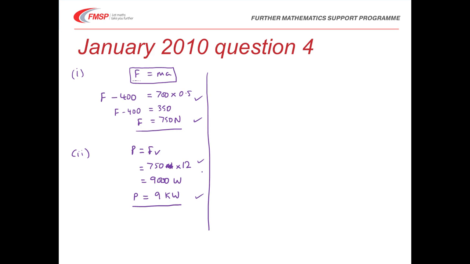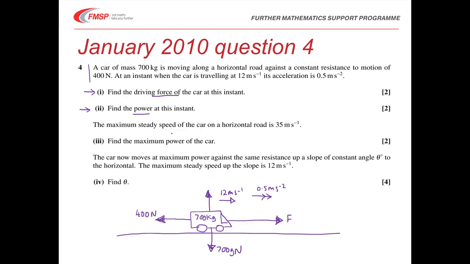Now let's look back at part 3 of the question. We're now told the maximum steady speed of the car on a horizontal road is 35 meters per second. Steady speed. I paused over that because if it's steady speed, that must mean the acceleration is 0. Constant speed it really means, doesn't it? And then the question is, find the maximum power of the car.